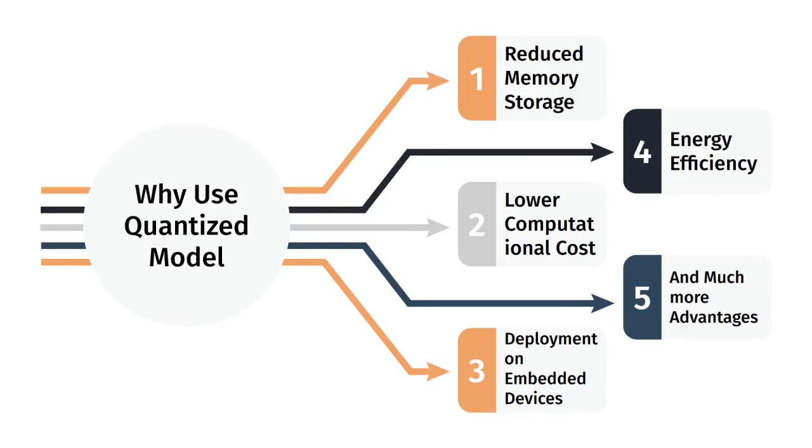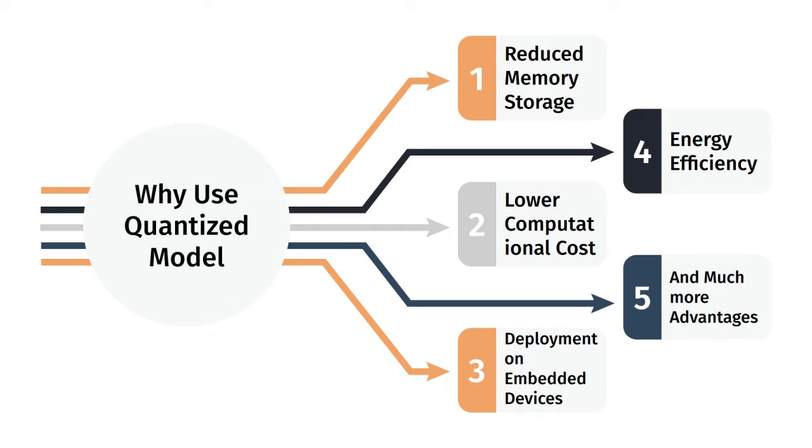So why should you use a quantized model? Models that go through the idea of quantization are called quantized models. These are some of the advantages of using such a model. It reduces memory storage, because you are using lower precision values. It reduces computational cost, so you can run this on a lower-end device. If you're running this in the cloud, then you have to pay less for your usage. It's also good for deployment on embedded devices like mobile phones and Raspberry Pis. It's also energy efficient: less computation, fewer computer resources, less energy used. So it's good for the climate as well, right? And there are much more advantages out there.